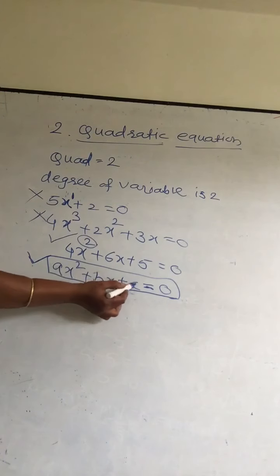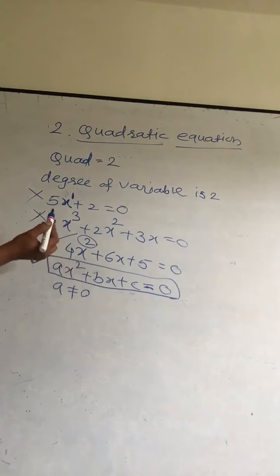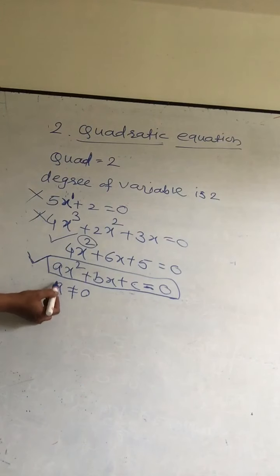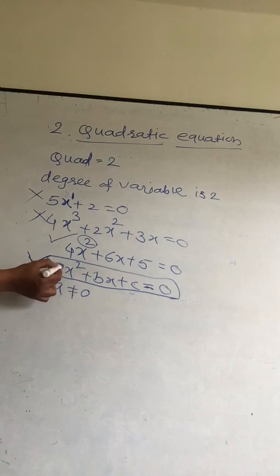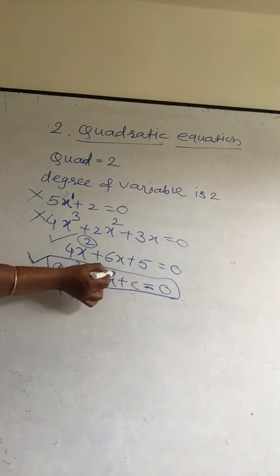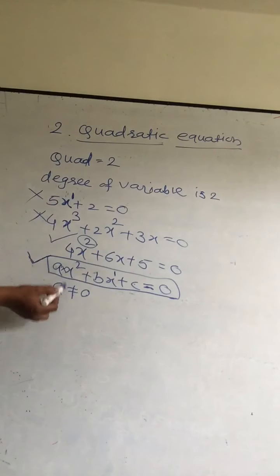Here a, b, c are the real numbers. Real numbers are in decimal form, in quotient form, whatever may be. But a is not equal to 0. If a is equal to 0, then this multiplication is 0. So the term of degree 2 is absent, and when the degree is 1, there is no quadratic equation. Therefore, a is not equal to 0 is the condition for quadratic equation. This is the standard form of the quadratic equation.